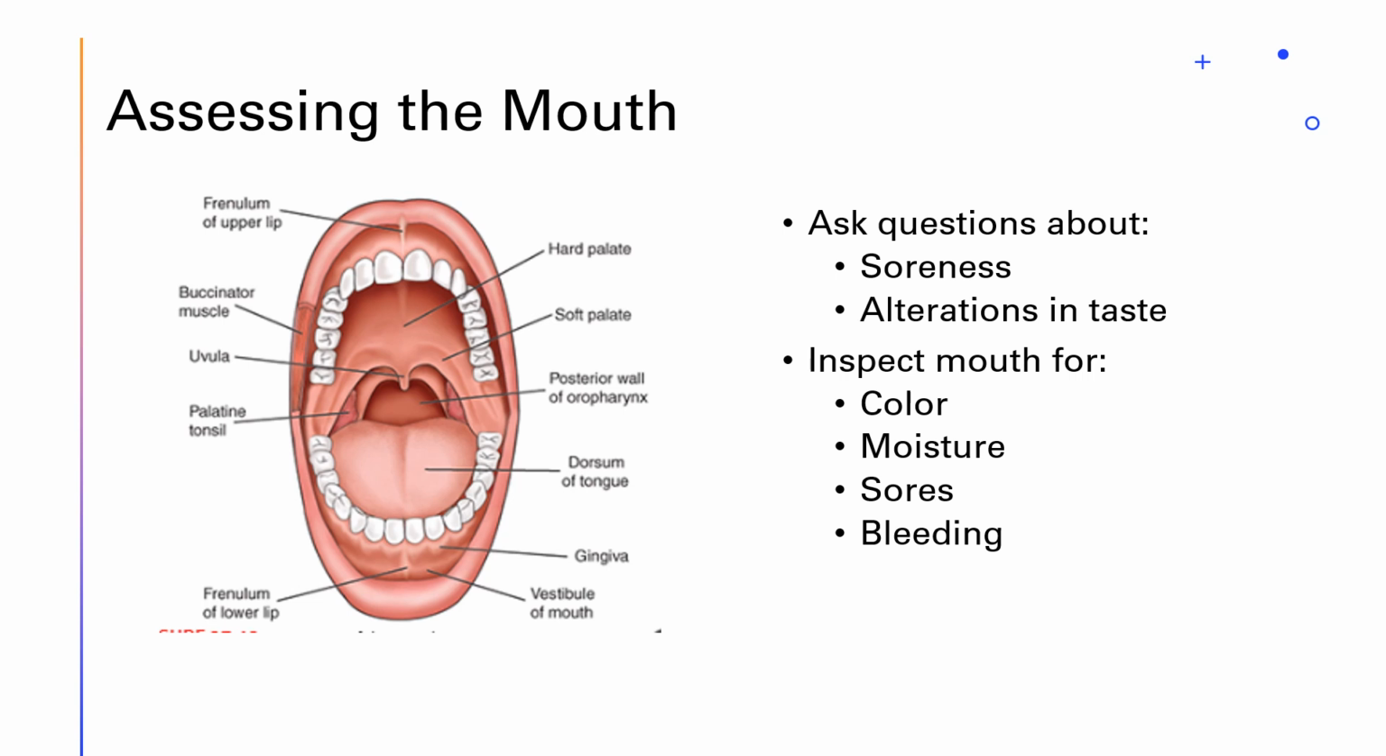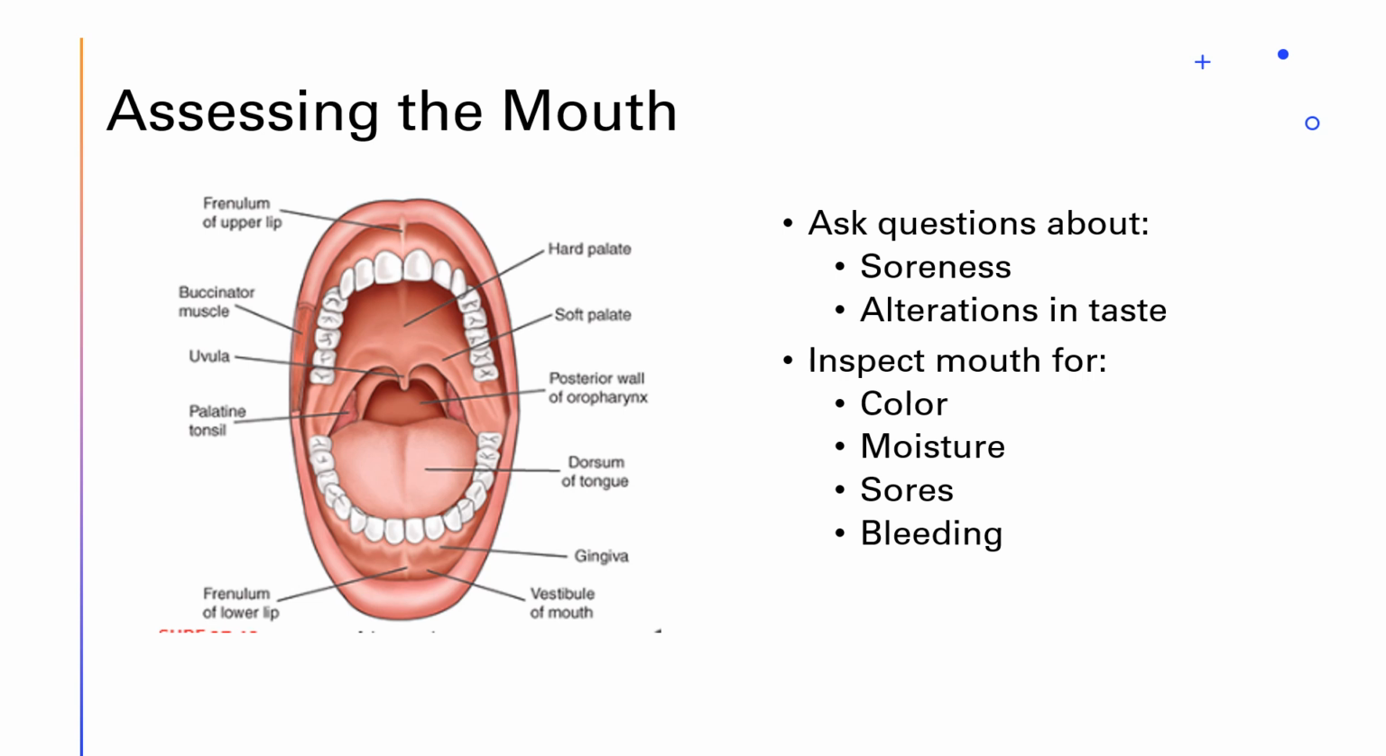When we inspect the inside of the mouth, we're using our pen light and we're looking at the color of the mucous membranes inside the mouth. Just like the conjunctiva, it should be bright pink to red. If it's pale or blue, we know there's an issue going on like low oxygen levels. We assess the moisture in the mouth, as the mouth should be moist. If it's dry, the patient may be dehydrated.